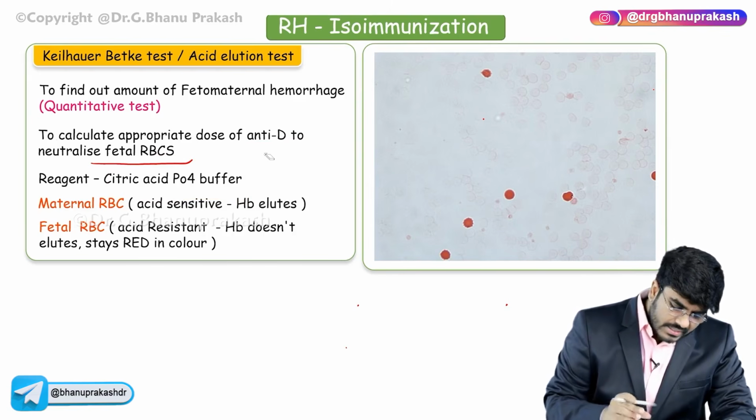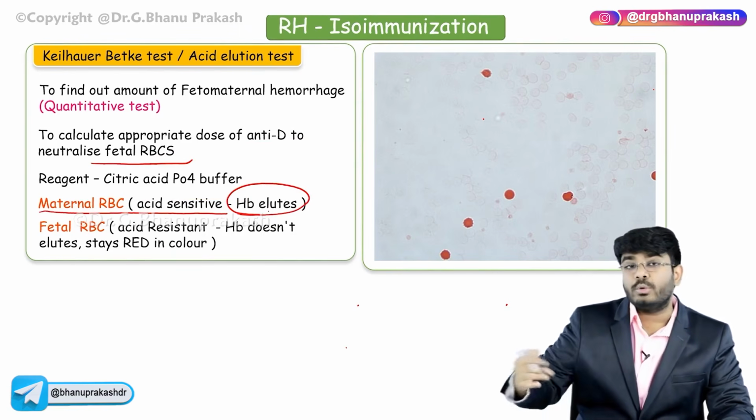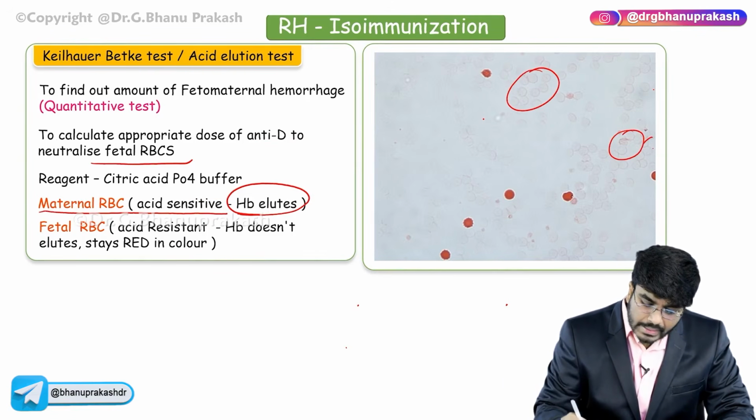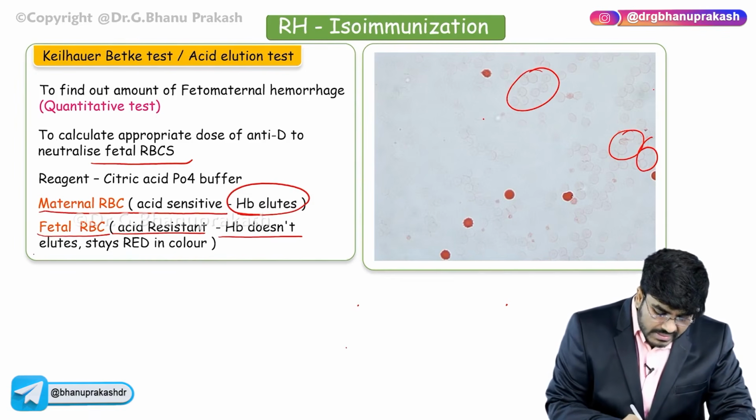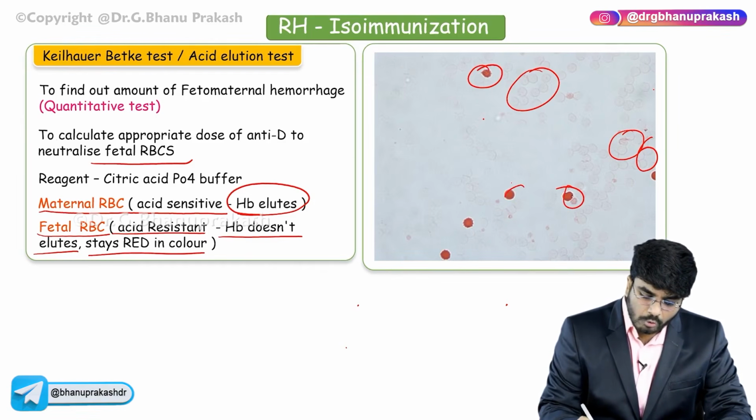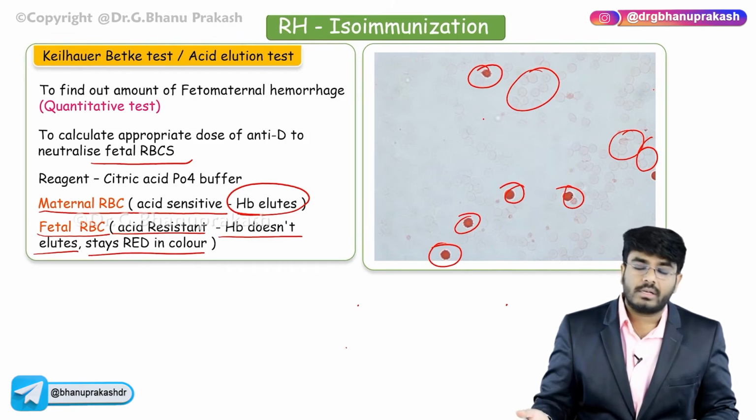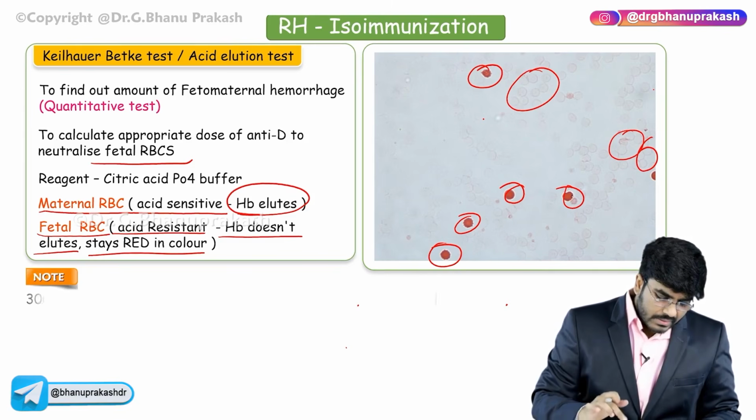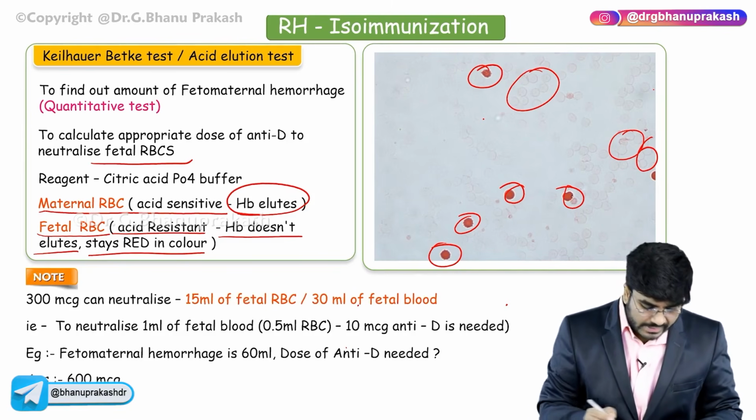See, maternal RBCs are acid sensitive, so Hb is going to elute and they become pale in color. But the fetal RBCs are acid resistant, so hemoglobin doesn't elute, and they stay red in color. So you can calculate how many fetal RBCs are present in the maternal circulation, and you can calculate the feto-maternal hemorrhage, followed by calculating the dose of anti-D. Okay, see here some important direct MCQs. This kind of questions may come in your exams.